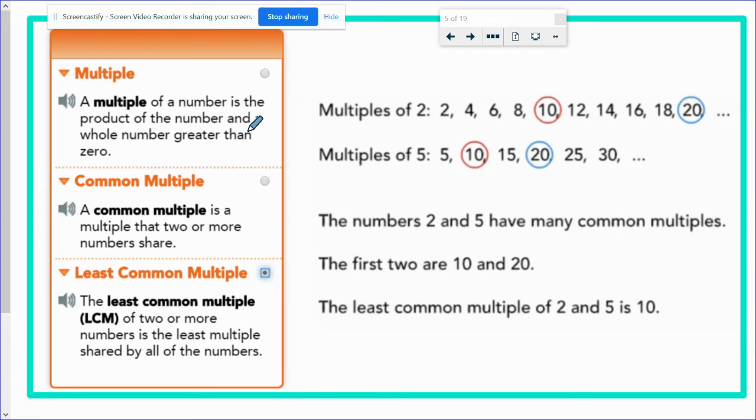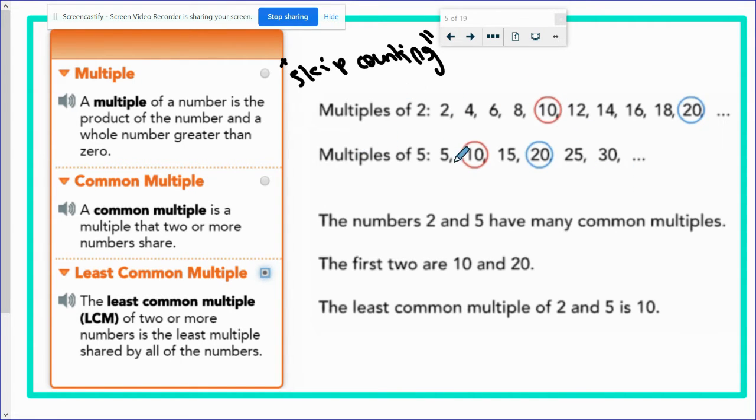All right, so a multiple is the product of a number and another number. It's basically like skip counting, is kind of how I like to think about it. So to get the multiples of 2, we're going to count by twos: 2, 4, 6, 8, 10, and so on.